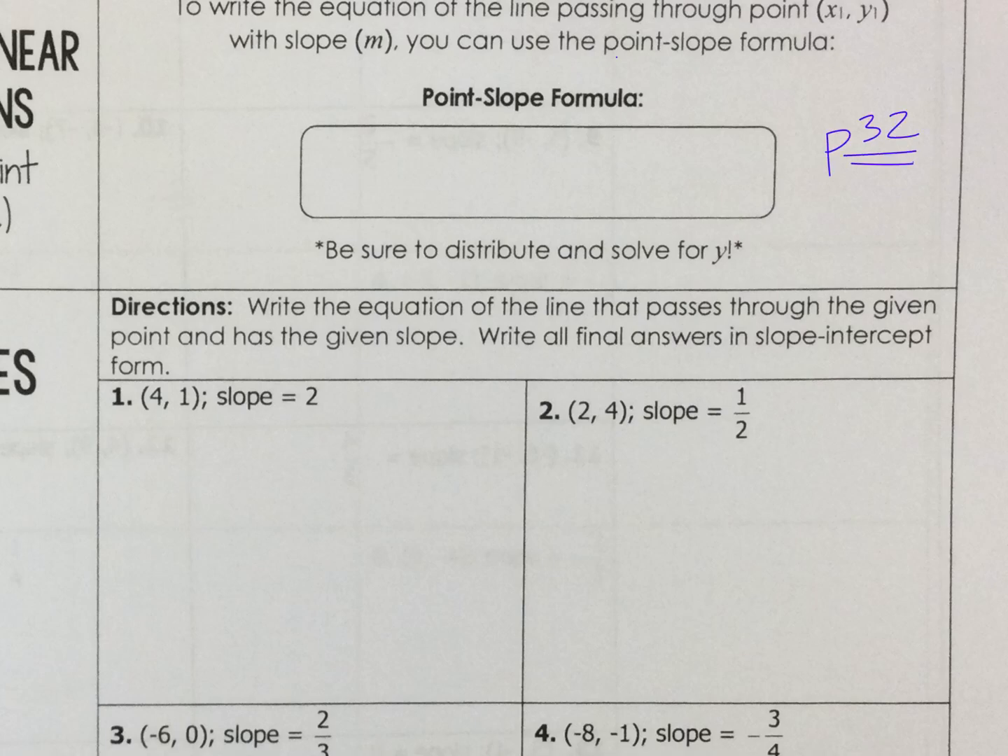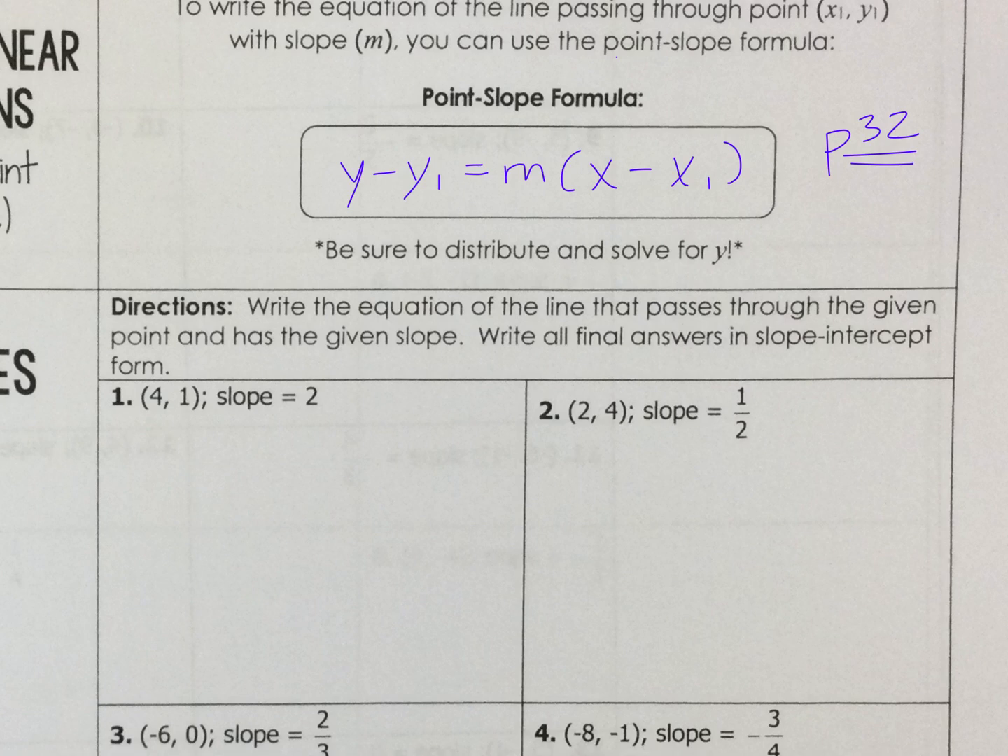This is page 32. We are going to talk about the point slope formula. So we have done lines 1,000 different ways, and this is like our final way to do it. The point slope formula is y minus y1 equals m times (x minus x1).